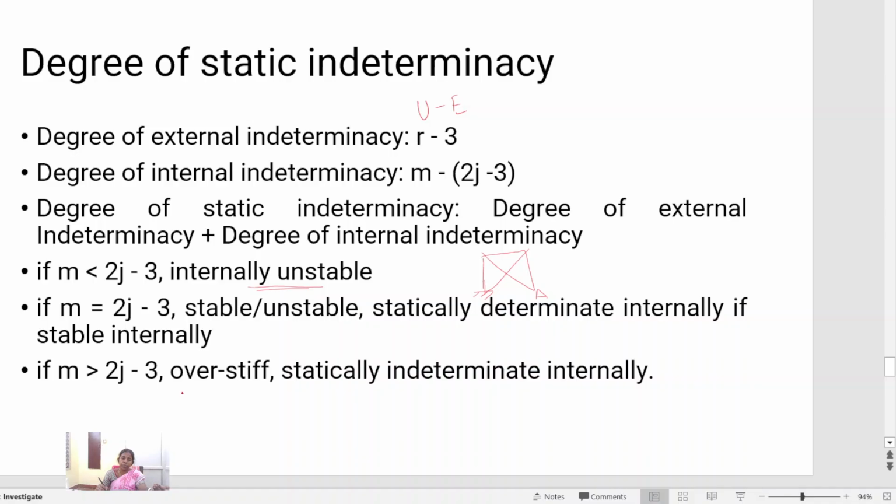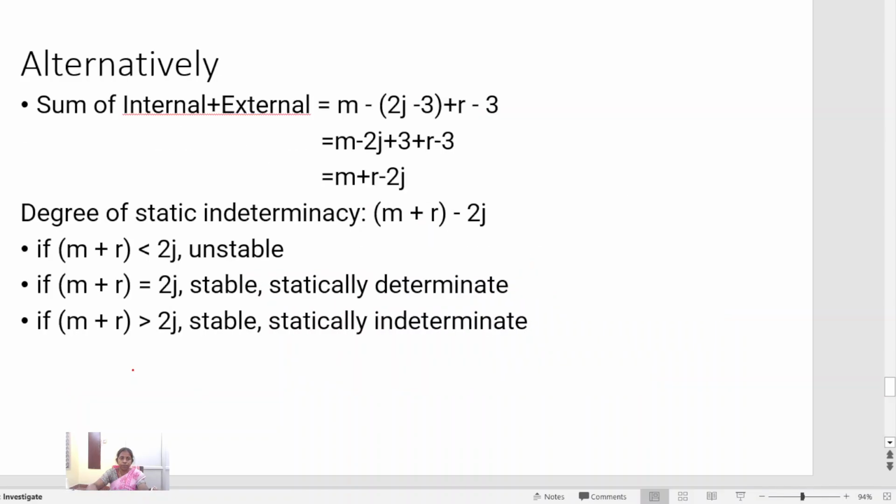If m is greater than 2j minus 3, the structure will definitely be an indeterminate structure because the members are more than the 2j minus 3 value. And also the structure will be overstiff. So this we have already discussed in previous slides.